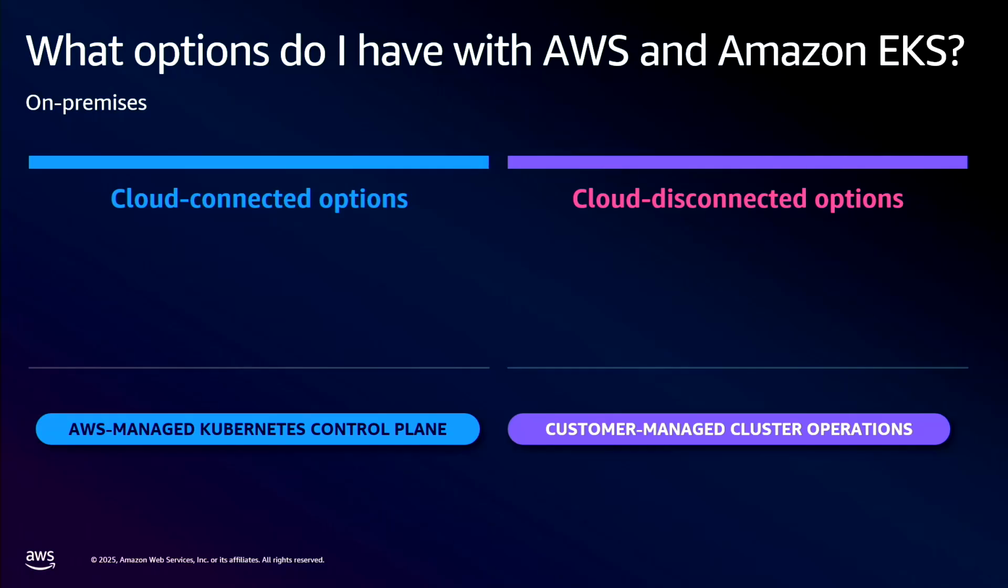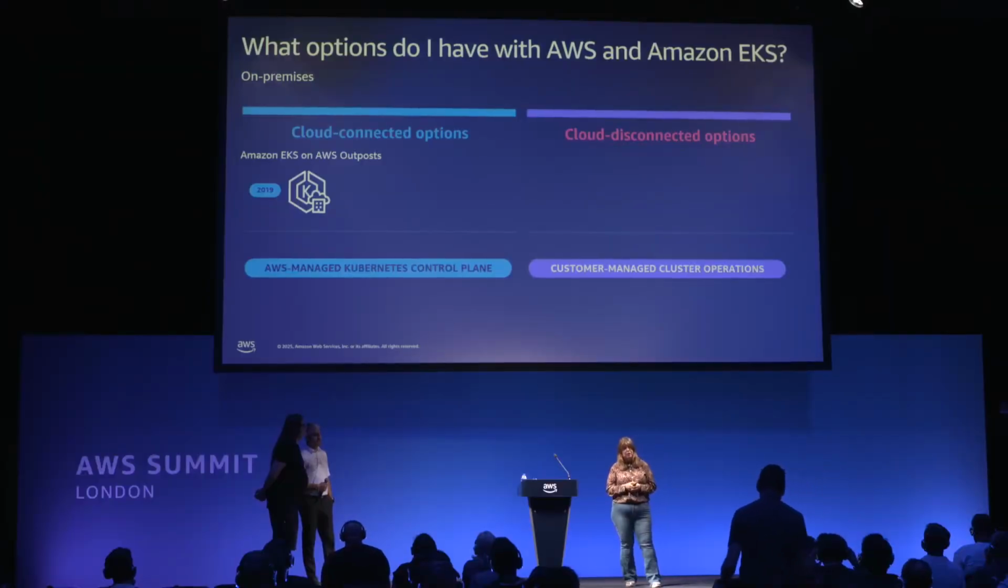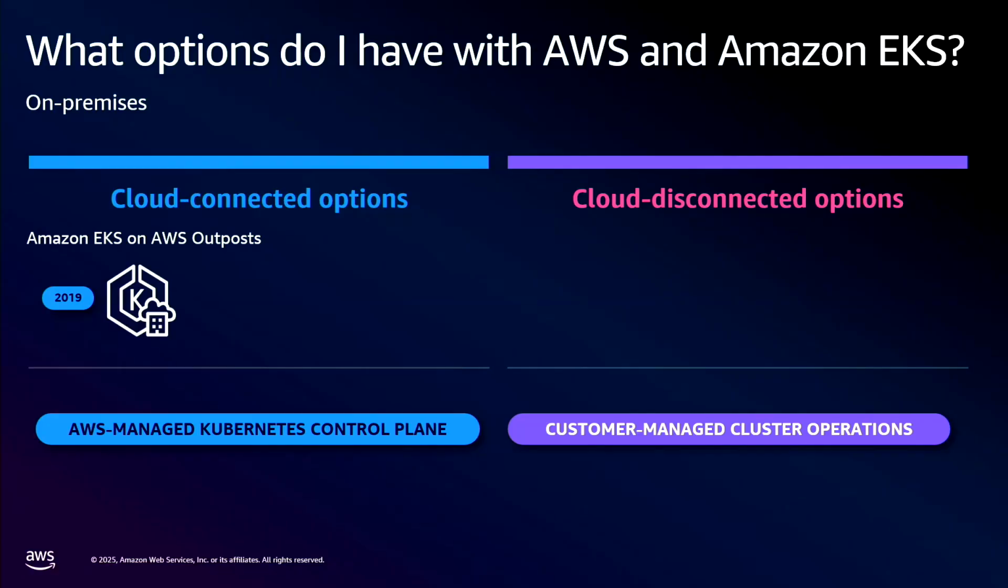So, as you're sitting in this session, you've probably decided that Kubernetes is the way. And if we think about starting with your on-premises workloads, what are the options that you have with Amazon EKS? Well, if you want to extend your VPC to on-premises, you could use Amazon EKS on AWS Outposts rack servers. With rack servers, you can either use the shared control plane in the cloud, or you can localize the control plane within the rack itself.